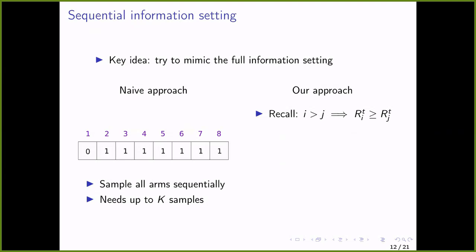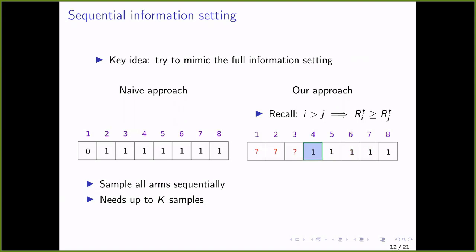Our approach is to exploit sample path correlation. Recall that higher index arms have higher reward in a sample path. Let us consider the setting where we have 8 arms. We first pull arm 4, which is the middle arm. Based on what we observe, we infer the reward for other arms. We repeat this process until we infer the reward of all arms. Under this approach, which mimics binary search, we need at most log k base 2 samples in a round to infer the entire reward vector.